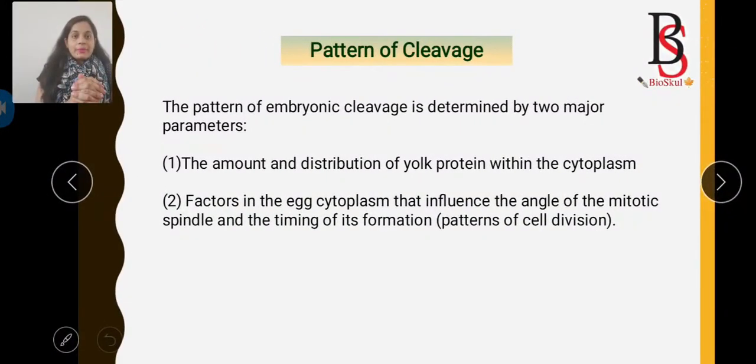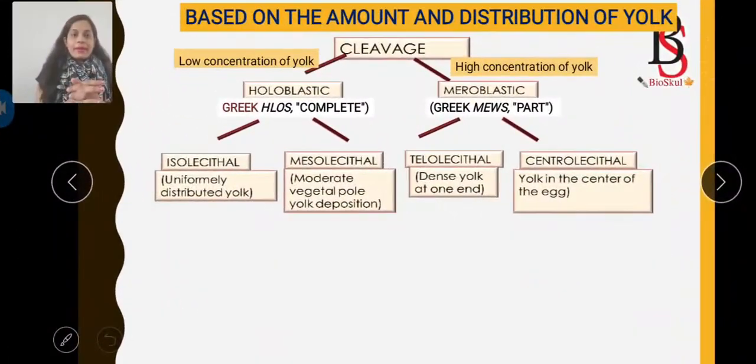Now, the pattern of cleavage. The pattern of embryonic cleavage is determined by 2 major parameters. The first one is the amount and the distribution of yolk protein within the cytoplasm, and the second one is the pattern of cell division. So here is how cleavage is divided based on the amount and the distribution of yolk.